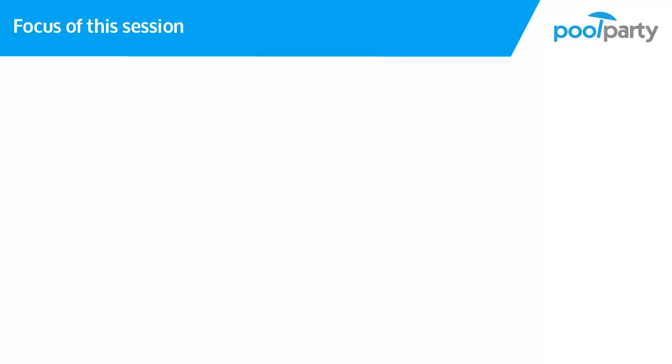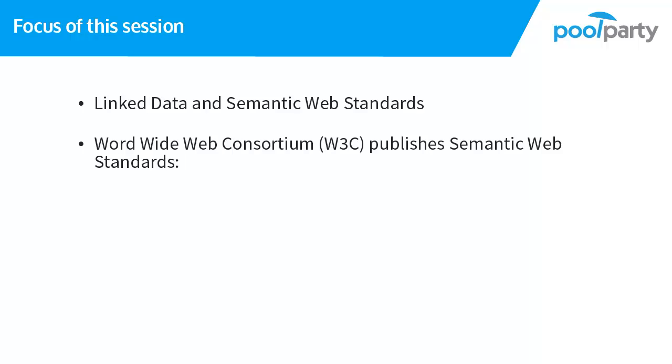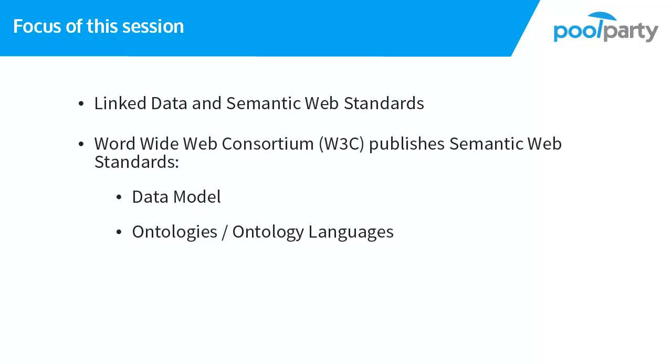Welcome! In this session we will talk about linked data and semantic web standards. The basic set of semantic web standards was defined by the World Wide Web Consortium. They consist of a flexible data model, schema and ontology languages for describing concepts and relationships, data serialization formats, and a query language. We will now get to know each of those standards in a little more detail.